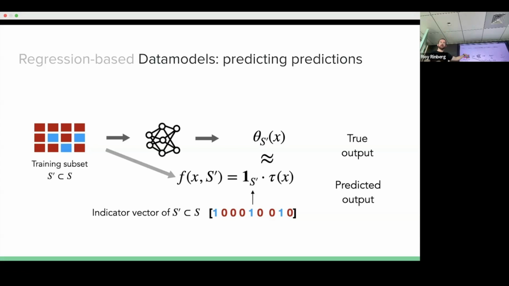And for each, right, it's a bunch of ones and zeros, and you have like 10,000 of them. And for each point, you ask for the prediction on that point for the models that included it and the models that didn't include it.